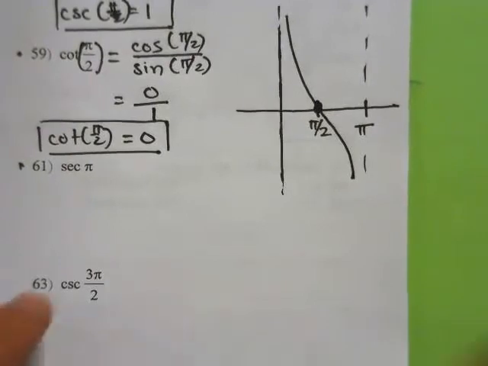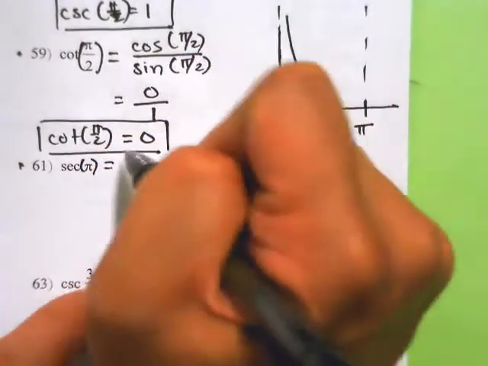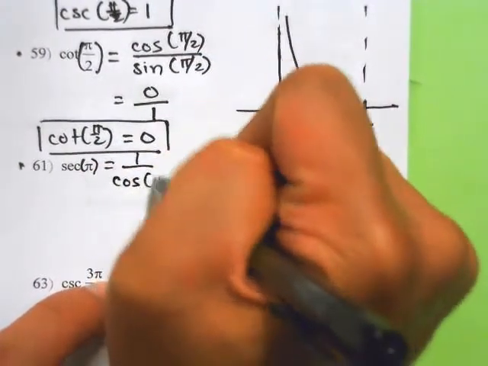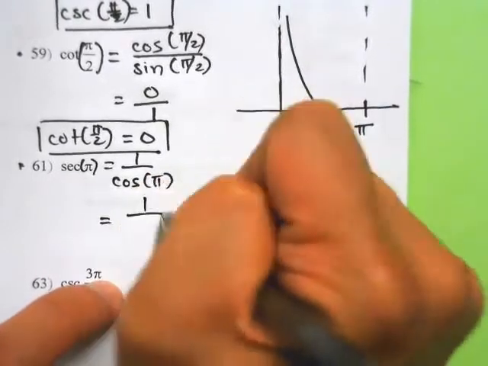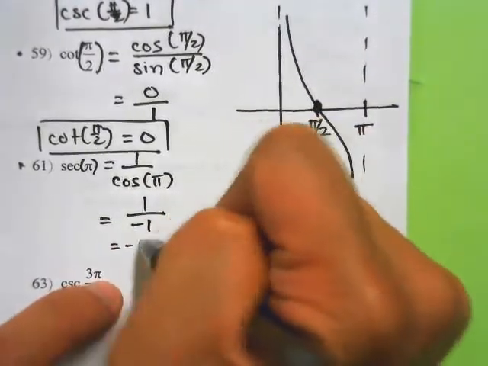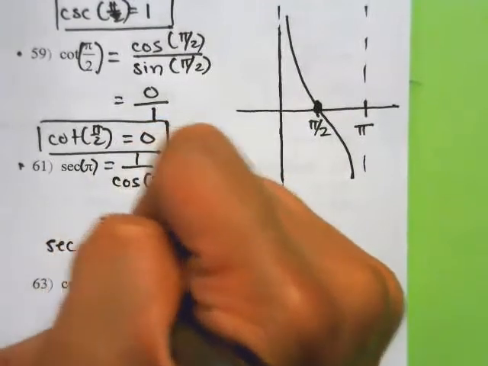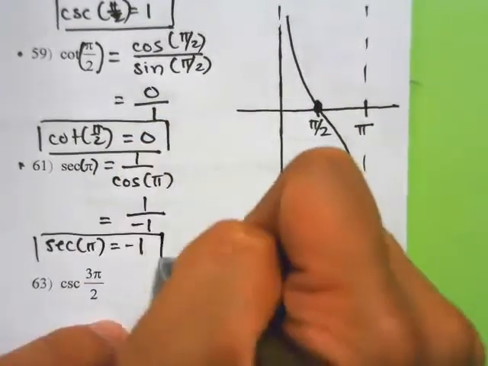Okay. Anyway, last but not least, 61, secant of pi. It's going to be 1 over cosine of pi. Cosine of pi, 180 degrees, is -1, so this is going to be -1. Secant of pi is -1.